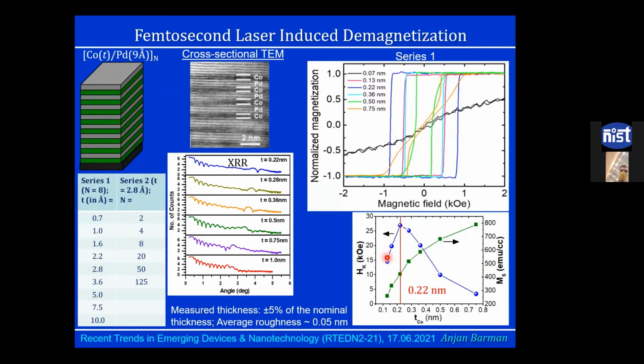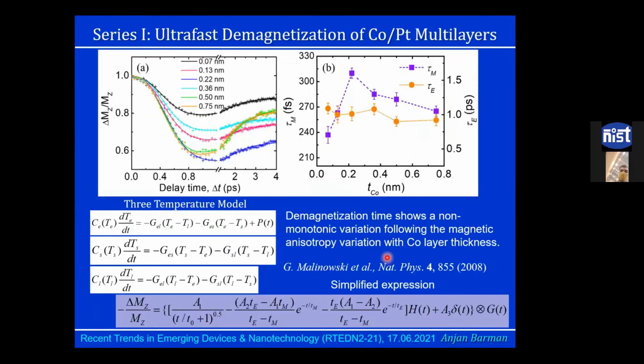And then we do the ultrafast demagnetization measurement by using the time resolved magneto-optical Kerr effect. The first thing we measured is the ultrafast demagnetization. So here you can see that in the presence of a magnetic field, the sample demagnetizes within a sort of 100 femtosecond time scale. And these are the data for different values of the cobalt layer thickness.